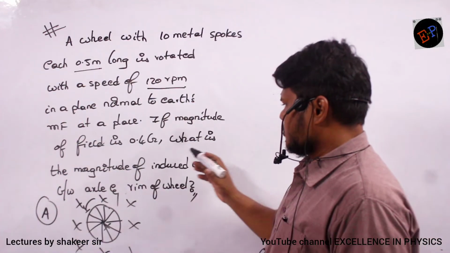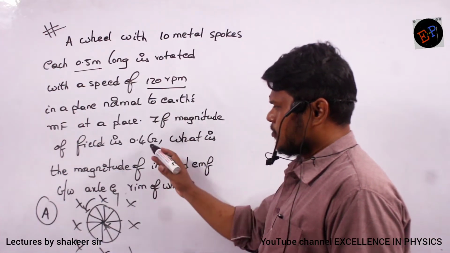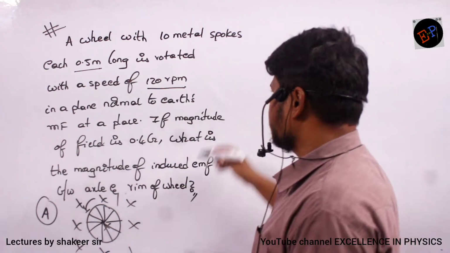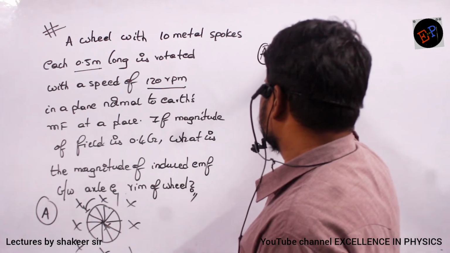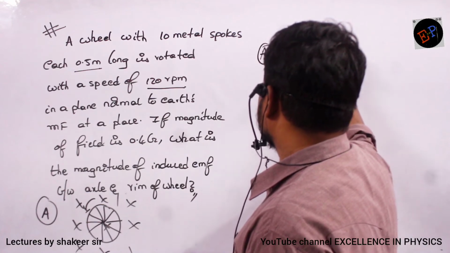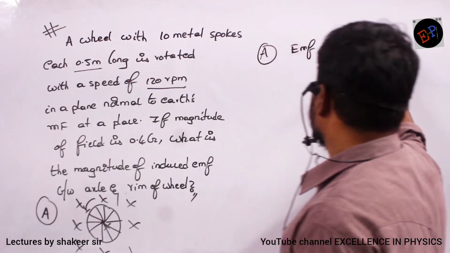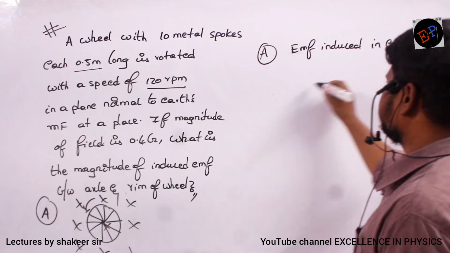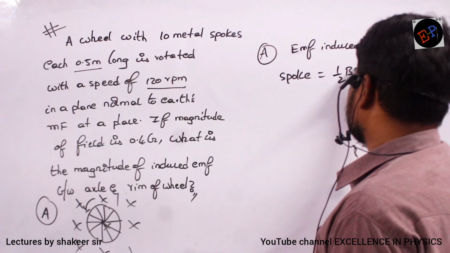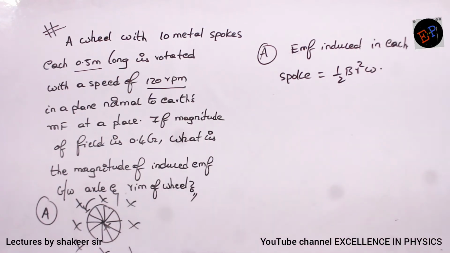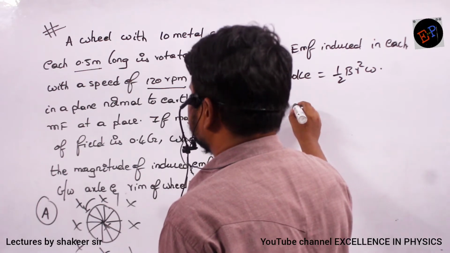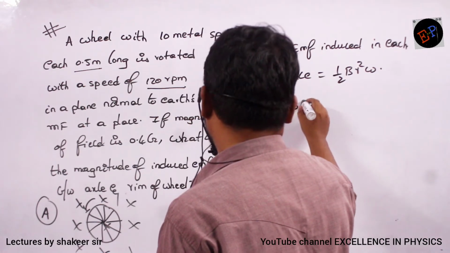So therefore, if magnetic field strength is 0.4 Gauss, then what is the magnitude of EMF induced? Already we have studied the equation, no? So EMF induced in each spoke is equal to half B R square into omega. Already we have derived the equation, no? Magnetic field is how much? 0.4 Gauss.